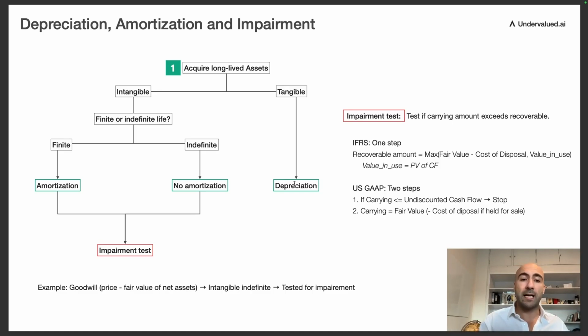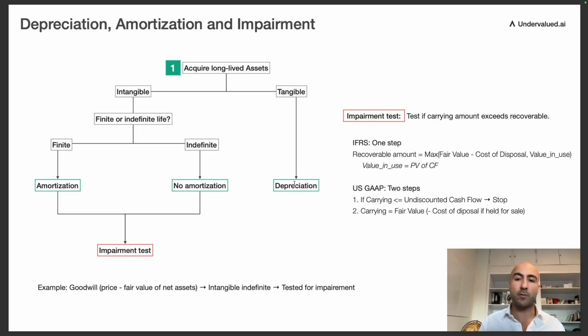Now, when the asset is intangible, you again have another double split. Either the life is finite or there is an indefinite life. So when it is finite, it's exactly like depreciation, but it's called amortization. Conceptually, it's the same, but it's for intangibles. So you spread the cost over the useful life.